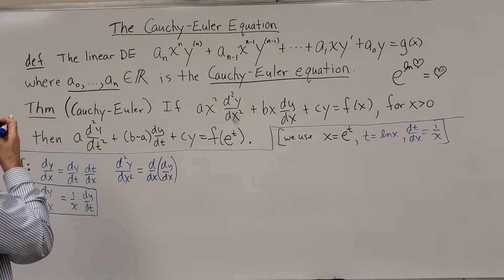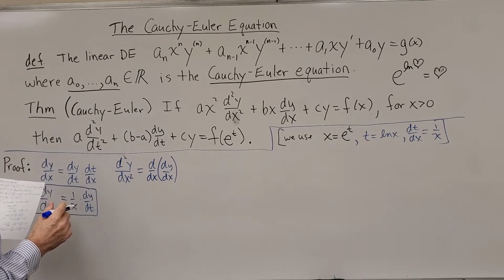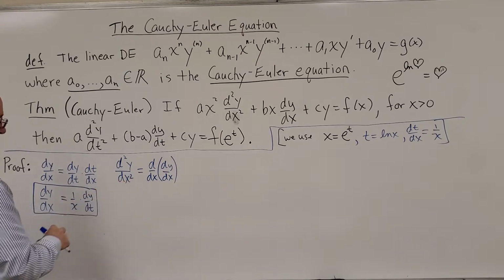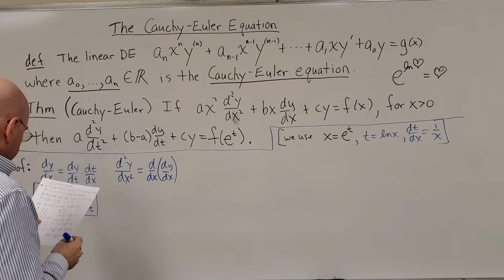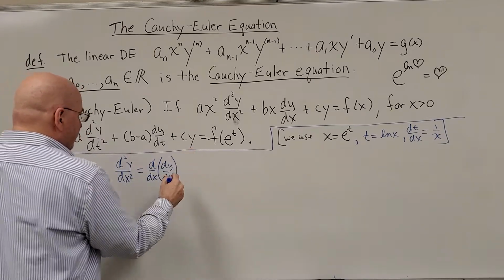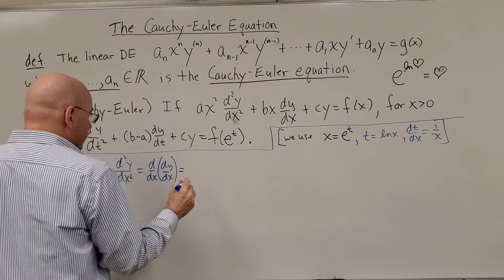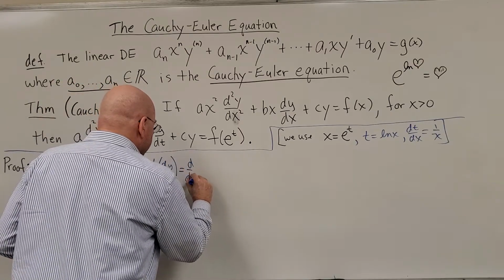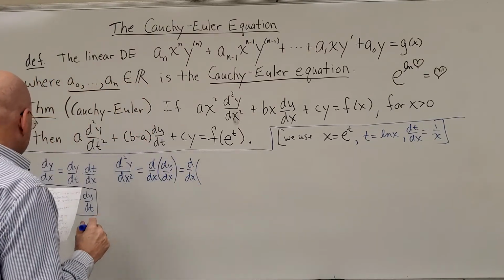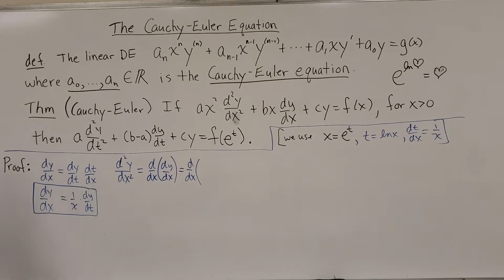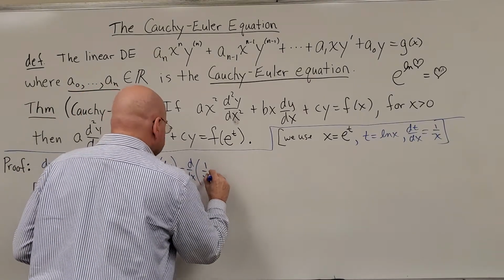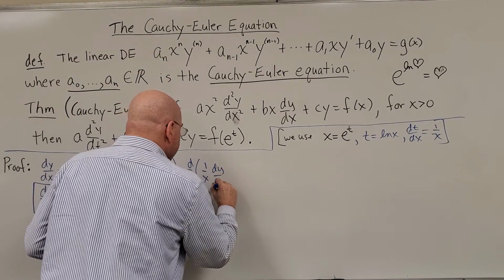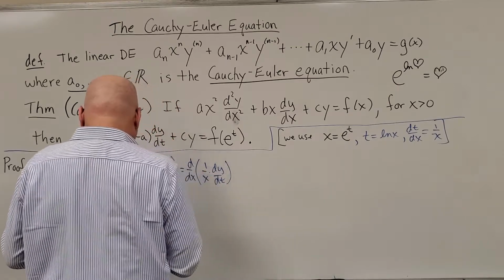And now we've got d squared y over dx squared. So I broke that up into two things. This is the derivative with respect to x of dy/dx, which is this. So instead of dy/dx, I'm going to write 1 over x times dy/dt.